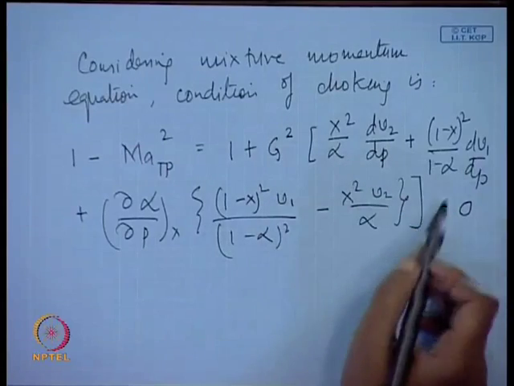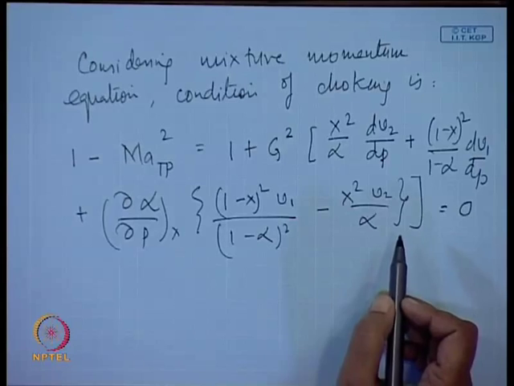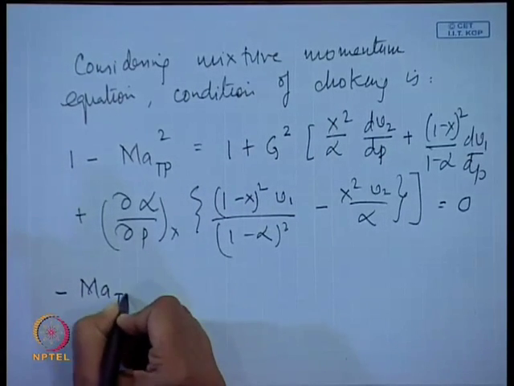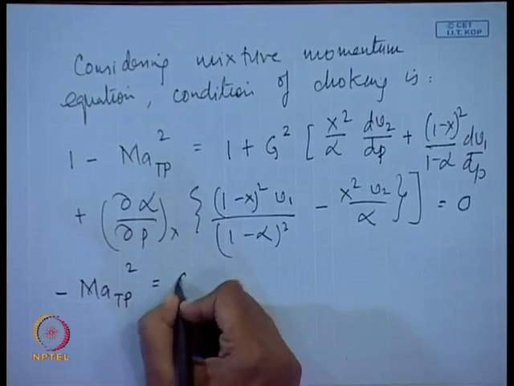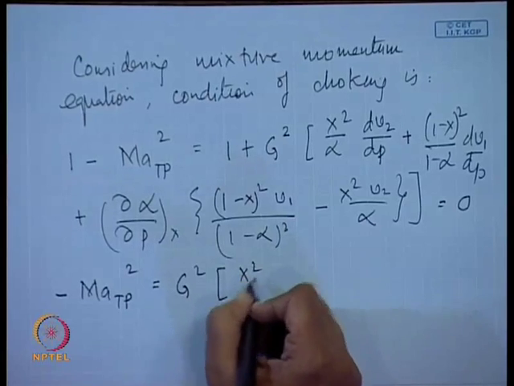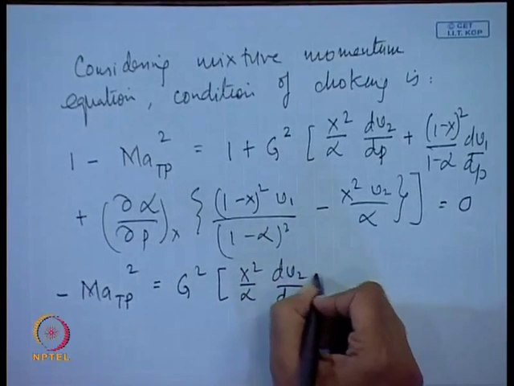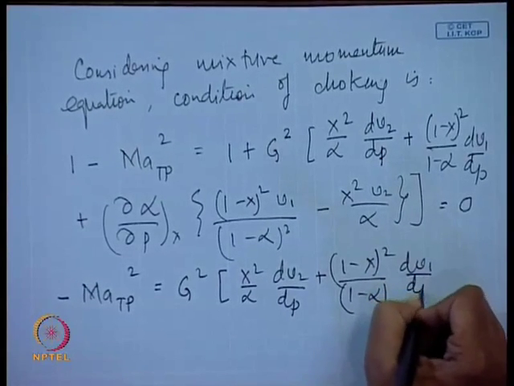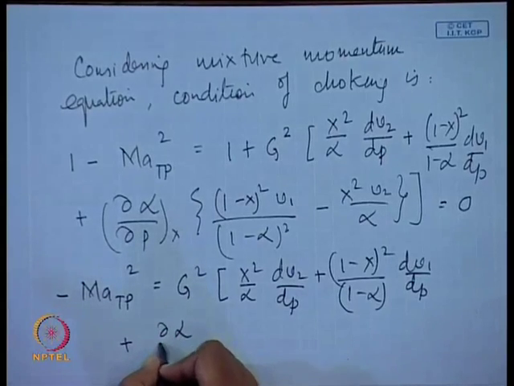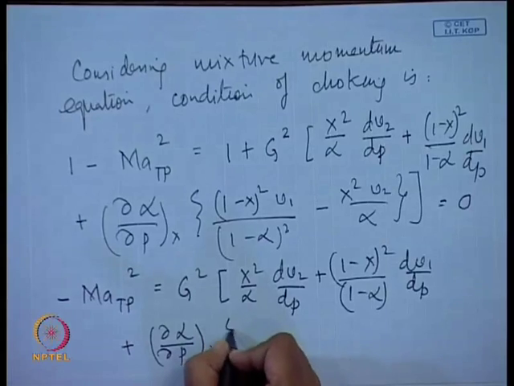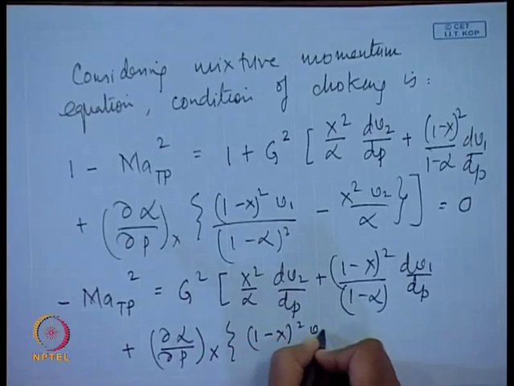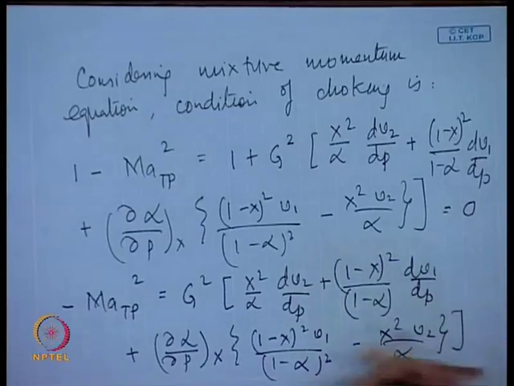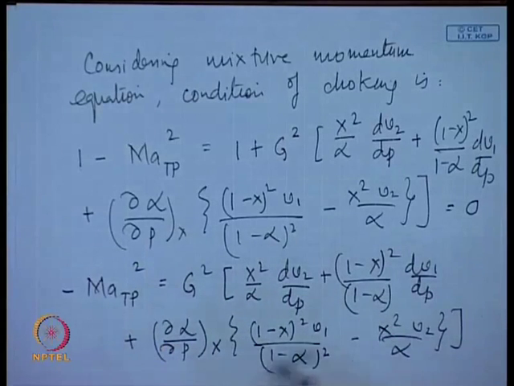Right. Now, let us see what other simplifications or modifications we can do in this particular case. From here, consequently, we can obtain an expression of the Mach number as obtained from the two fluid model. This is nothing but g square into x square by alpha dv2/dp plus (1 minus x) whole square by (1 minus alpha) dv1/dp plus del alpha/del p at constant x into (1 minus x) whole square v1 by (1 minus alpha) whole square minus x square v2 by alpha. Okay. So, therefore, the two phase Mach number should be the negative of this particular expression.